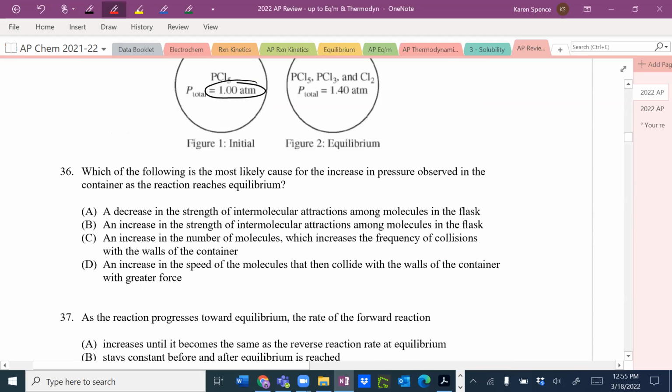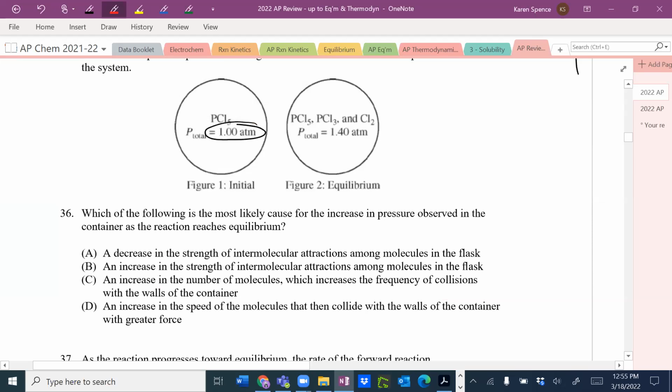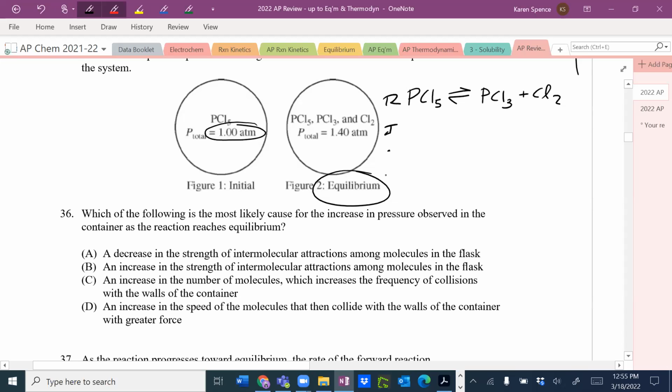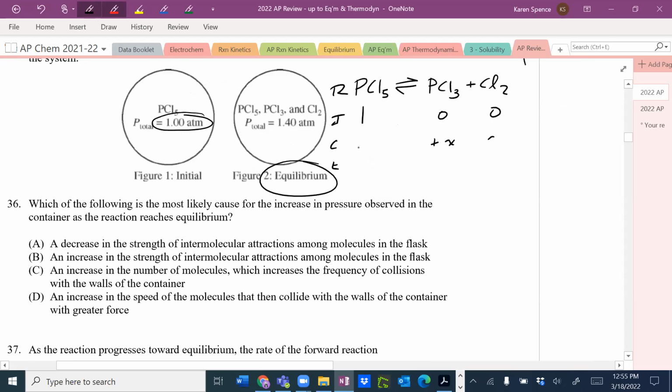So we went from having a total pressure of 1 atmosphere to a total pressure of 1.4 atmospheres. And so again, we're going to do a RICE table, PCl5. In this case, it is an equilibrium, not a going to completion. PCl3, Cl2. And we're starting with 1 atmosphere. We're starting with 0, 0. This is going up by X. This is going up by X. This is going down by X. So I have 1 minus X. I have X, and I have X.